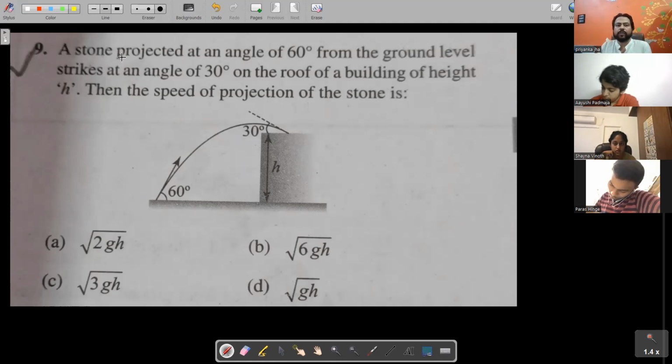Okay, do one thing. See, a stone is projected at an angle of 60 degrees from the ground level, and strikes at an angle of 30 degrees here, on the roof. Suppose the speed of projection is u. Now you know that in projection, at every point the horizontal component of velocity remains constant. Initially it was u cos 60, and here you can see this is the velocity, and this is the 30 degrees. If you draw a line as an axis, and this is 30, then this is again 30, the opposite vertical angle.